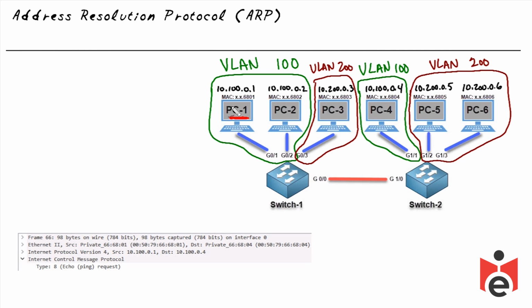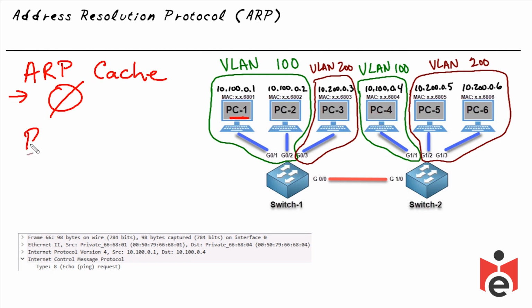So in its preparation for sending that ping request, it looks at its ARP cache. Sometimes it's also referred to as an ARP table. And in the ARP cache, PC1 is going to look to see if he's already learned the layer 2 address associated with that host at 10.100.0.4. In the event that the ARP cache is empty, or at least doesn't have the layer 2 address for PC4 here, what PC1 is going to do, it's going to send an ARP request.